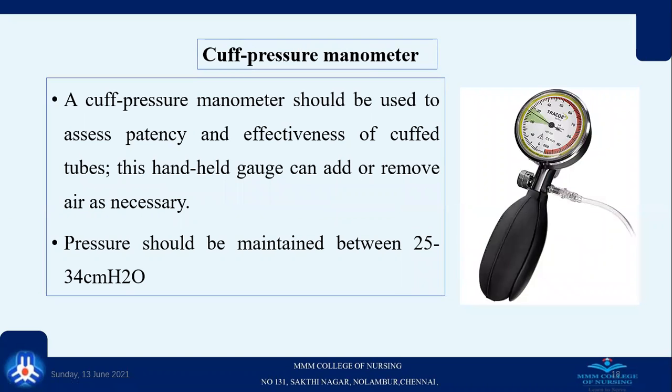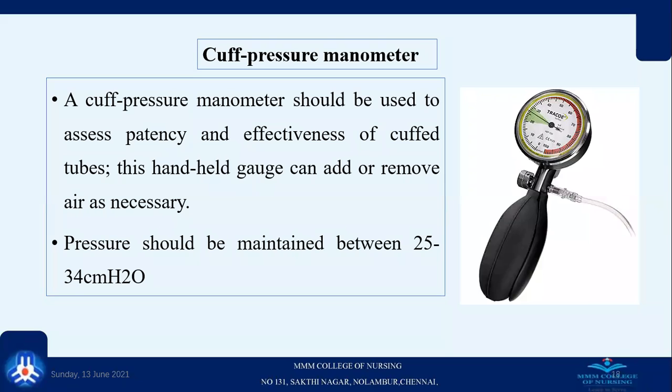Next, we'll see a most important thing we have to do as nurses when caring for a patient with a tracheostomy, which is monitoring the cuff pressure. This instrument is called the cuff pressure manometer, which can be used to assess the patency as well as effectiveness of cuffed tubes. This handheld gauge can add or remove air as necessary, where when we make the tracheostomy opening, the air will be used to inflate the cuff. The amount of air should be maintained between 25 to 34 centimeters of water.